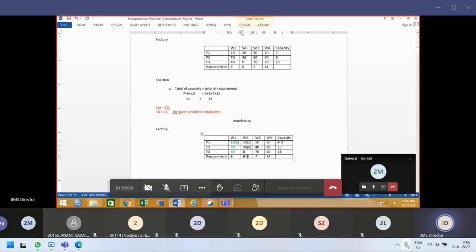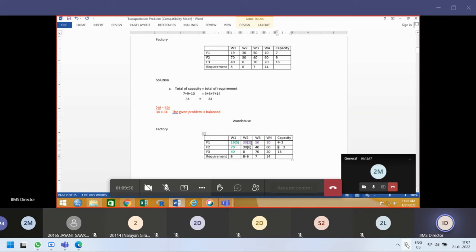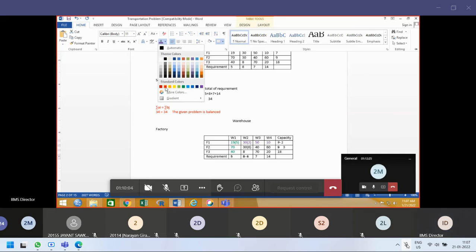Similarly here, out of 9, how much is allocated there? 6 allocated. Out of 9, 6 is allocated, right? So how much remains? 3 remains. Okay, so I will cross out this and 3 remains. Now here, what is completely blocked? The warehouse 2 is completely blocked. So I can change the color. I cannot proceed to next, right? Okay.